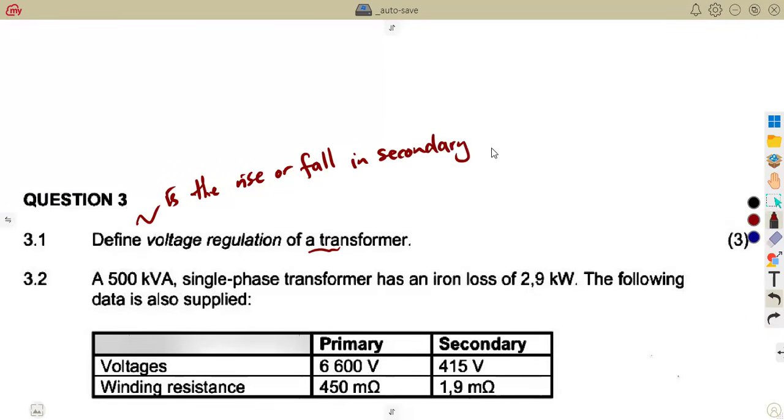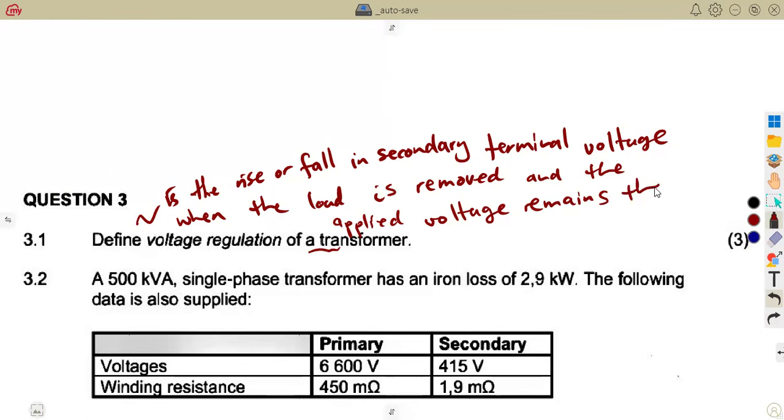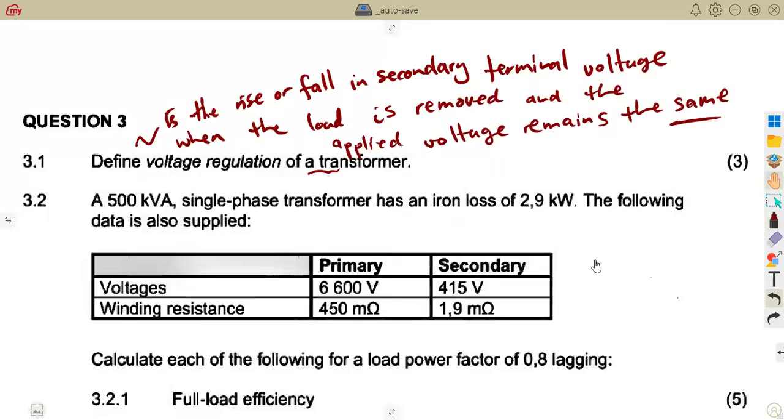terminal voltage when the load, so take note there, when the load is removed and the applied voltage remains the same or constant. So these are the conditions for a voltage regulation.